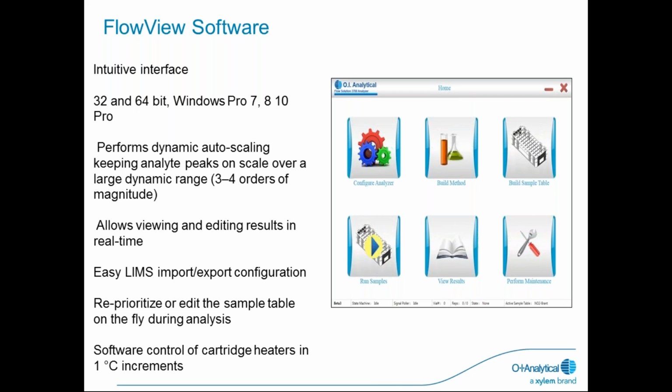It performs dynamic auto scaling, keeping analyte peaks on scale over a large dynamic range, 3 to 4 orders of magnitude. It allows viewing and editing results in real time. You can also add priority samples if you've got some emergency samples that come in. There's easy LIMS import, export configuration, reprioritize or edit the sample table on the fly during analysis, and as mentioned earlier, software control of the cartridge heaters in 1°C increments.